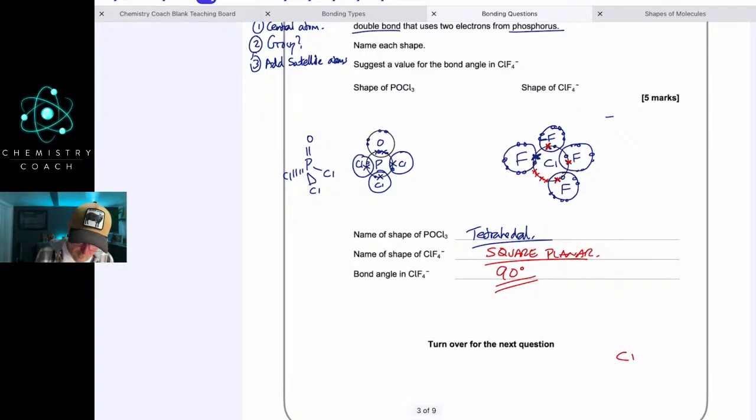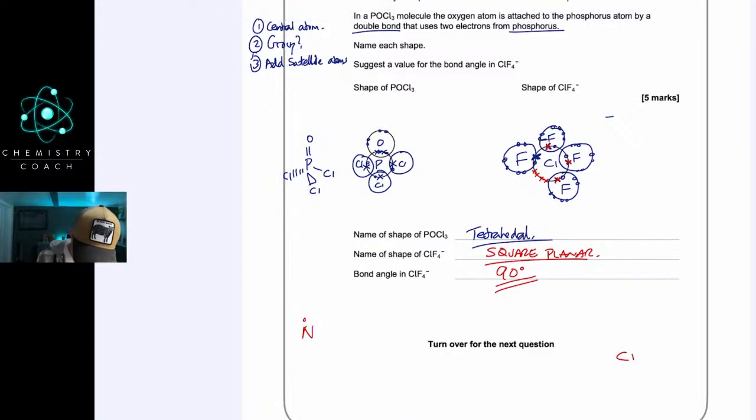Right, let me give you one more example real quick of an ionic shape. So for example, NH3, that is trigonal pyramidal, okay? Because the lone pair has got greater repulsion than the bonding pairs. This is a 107 degree bond angle.